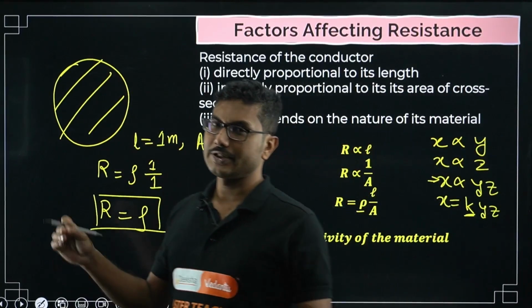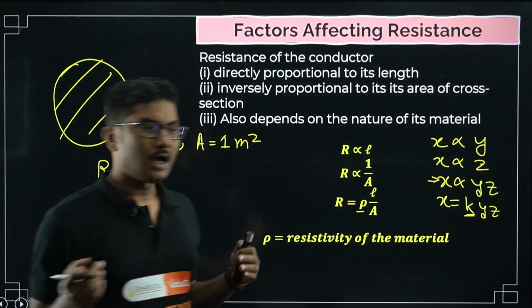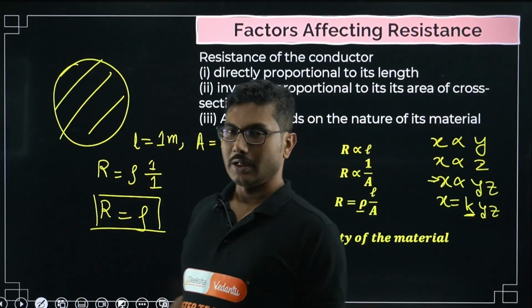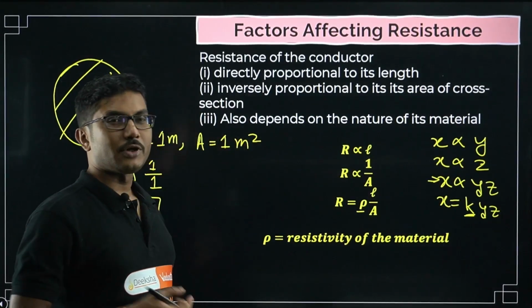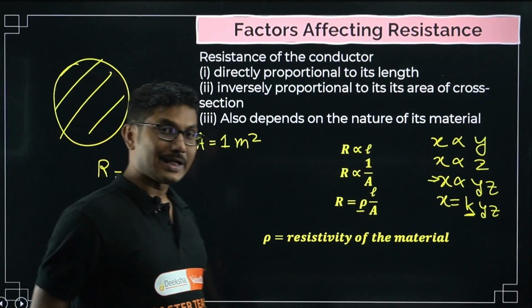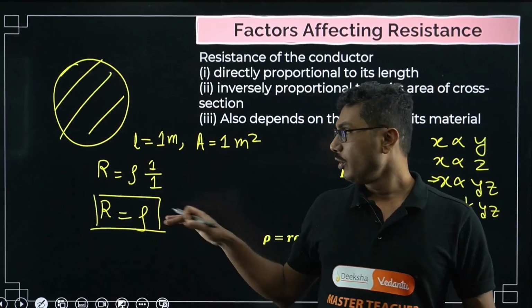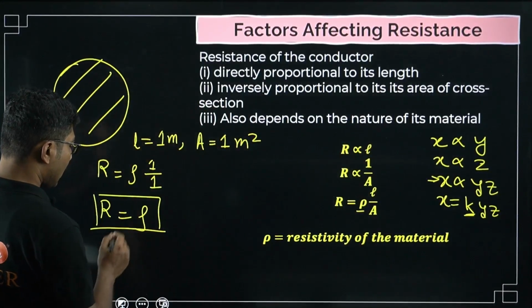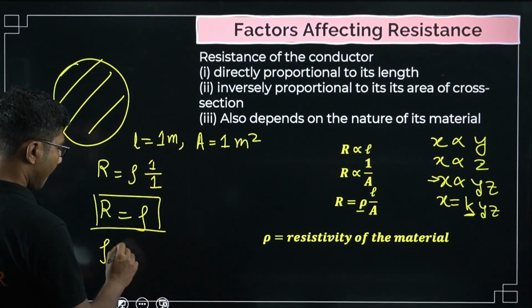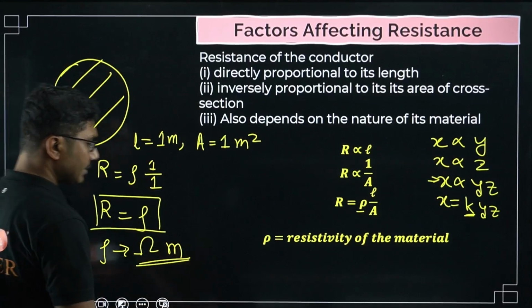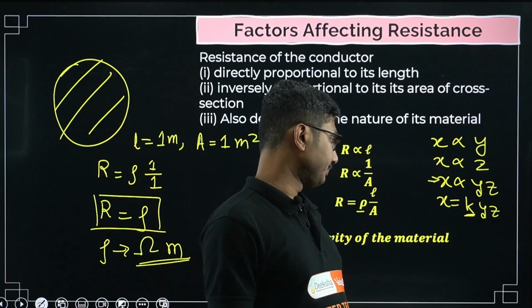Whatever the resistance of unit length and unit cross sectional area of a metal, of a conductor, that is the resistivity of that metal, right? This is a constant. It will not change, because unit length will remain the same, so resistivity will remain the same. In SI units, resistivity's unit is ohm meter.